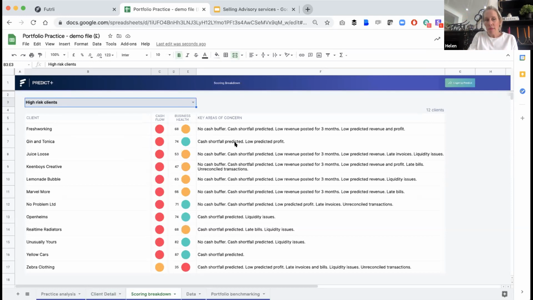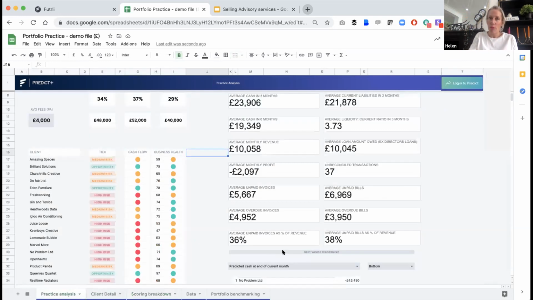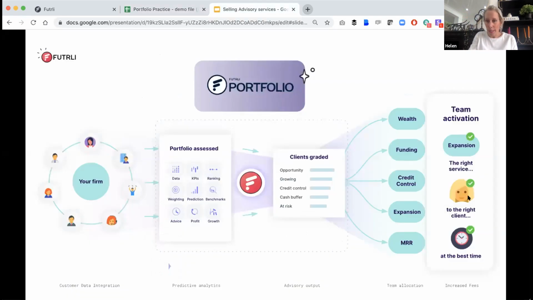This does so much more in terms of practice benchmarking, etc. But that's not part of today's conversation. So I'm going to skip straight back to my slides for now. Hold on, have I gone back to slides? I think I've gone back to slides.